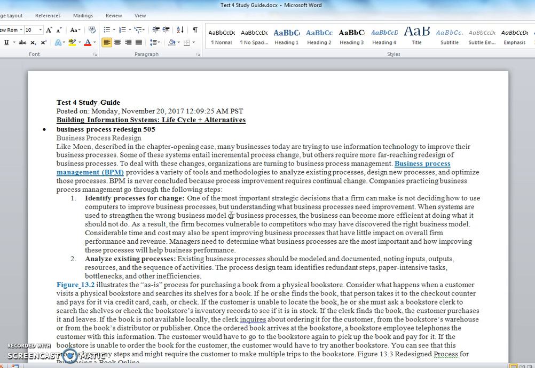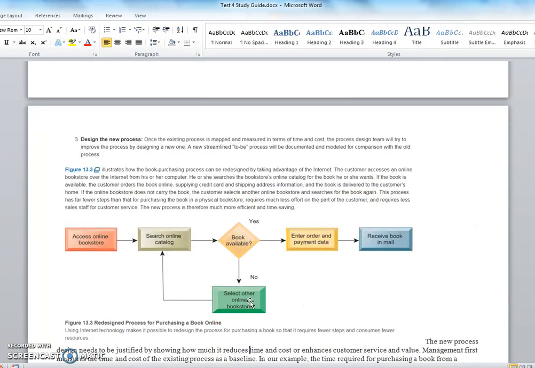Existing business processes should be modeled and documented, noting inputs, outputs, resourcing, and the sequence of activities. The business process design team identifies the redundant steps, paper-intensive tasks, bottlenecks, and other inefficiencies. Figure 13.1.2 illustrates the as-is process for purchasing a book from a physical bookstore.